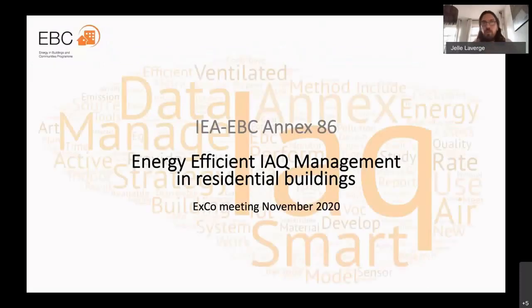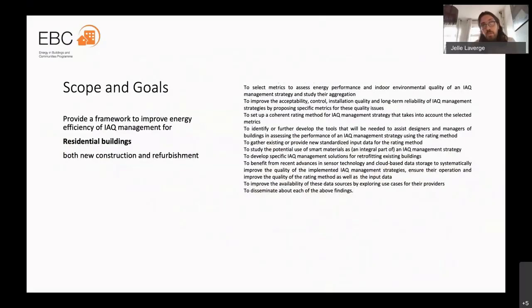Some more information on this new Annex 86. The title is Energy Efficient IAQ Management in Residential Buildings. The goals and the scope are to provide a framework to improve energy efficiency for IAQ management. And IAQ management is a general term that is used in the annex to denote any technique that is used to improve IAQ in a building. So ventilation is of course one, but there are others. We focus on residential buildings, both on new construction and refurbishment. You can see the list of more specific goals on the right.